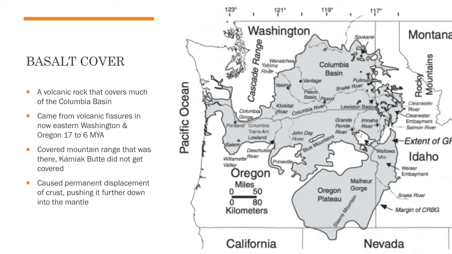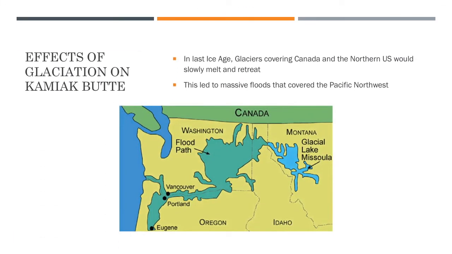At the time of the basalt floods, the Columbian Basin was covered in mountains, but miles of basalt covered these mountains, displacing the crust below. Kamiak Butte is not covered in basalt, however. It is the remnants of one of these mountains that was too tall to be completely covered by basalt.